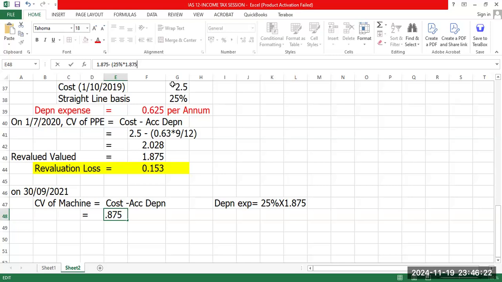But I ask myself, from 1st July 2020 to 30th September 2021, how many months? It's 1 year and 5 months. Tell me the total number of months. 12 plus 5, that's 17. So I multiply by 17 over 12.